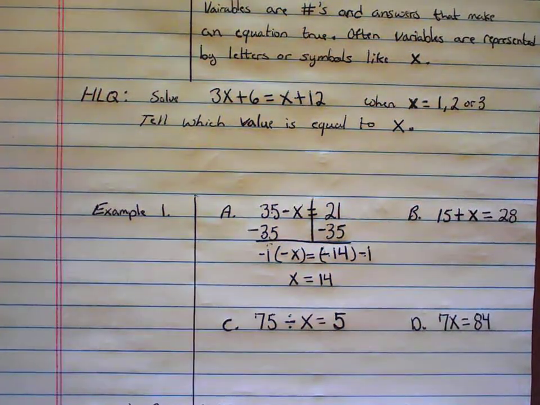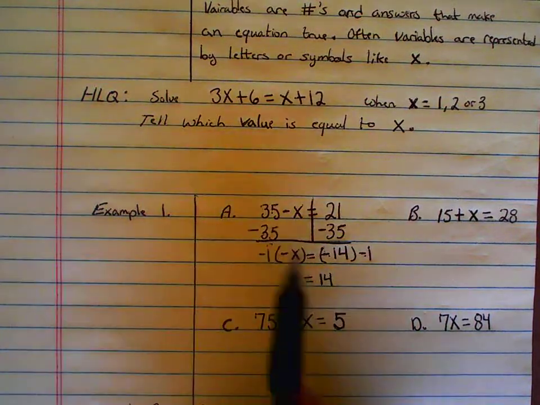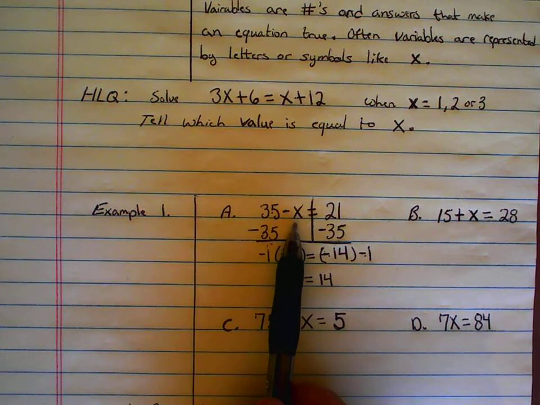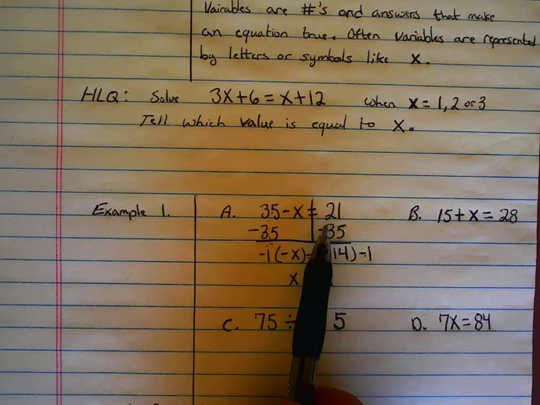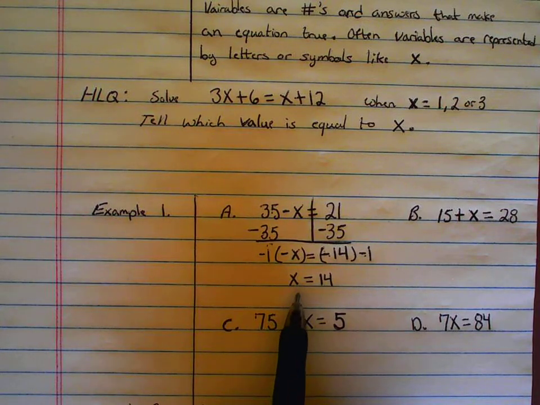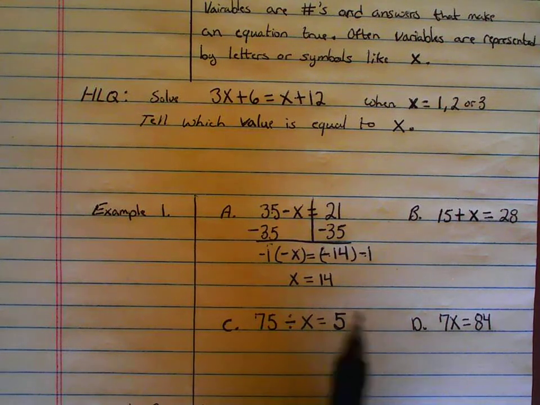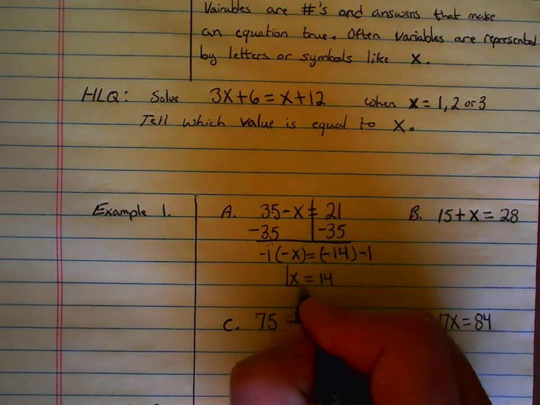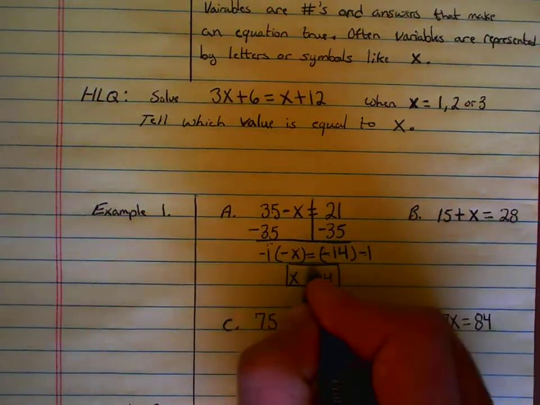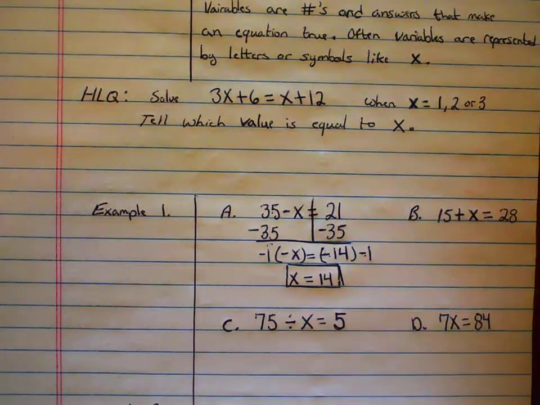So if I wanted to go back and double check this, I would say, is 35 minus 14 equal to 21? Okay? If that's true, then x is my answer. In this case, it is true. Alright? So I'm going to box up this x value. Now we got another one over here.